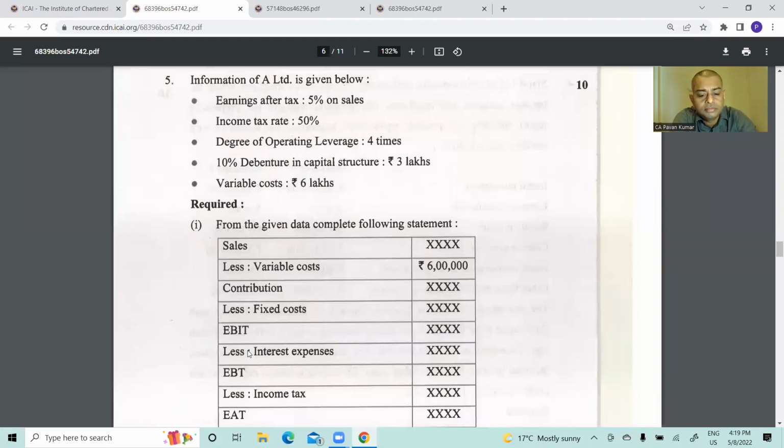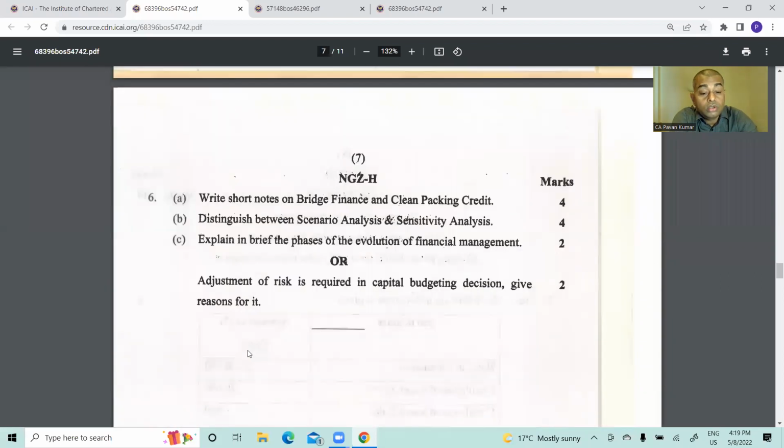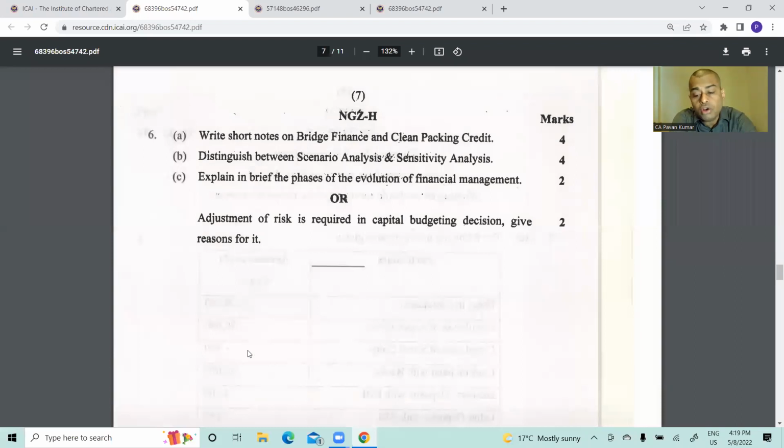Super. Very good. So then this is theory. Last question I told you, always theory. So bridge finance they're asking. Come on. In +1, +2 also you learn bridge finance.